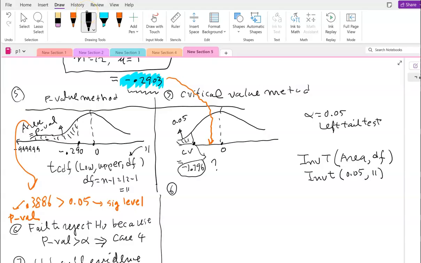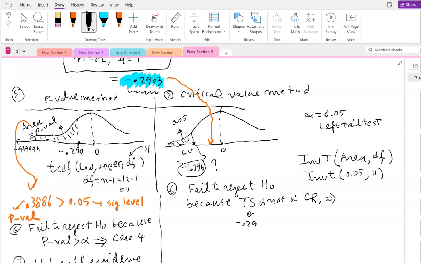We failed to reject the null hypothesis because the test statistic, which is negative 0.29, is not in the critical region. This area is the critical region, okay? And because of that, we failed to reject, so this is going to be case 4.